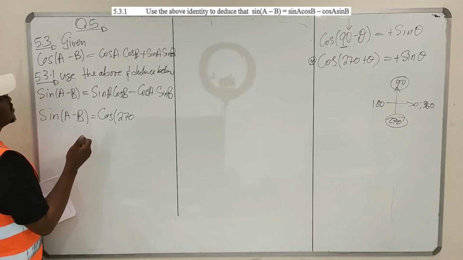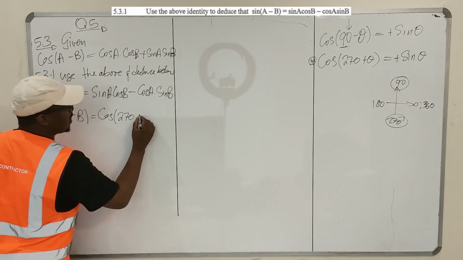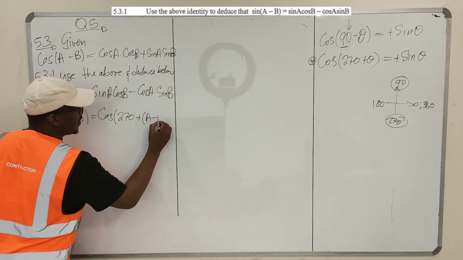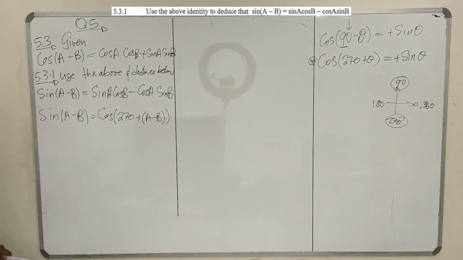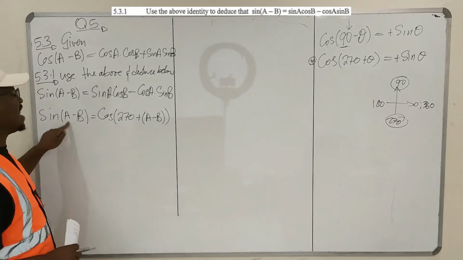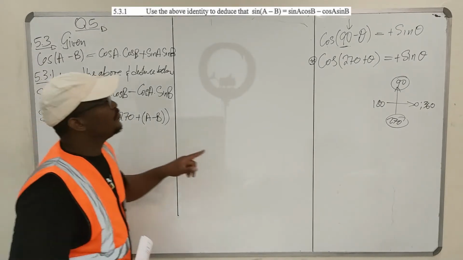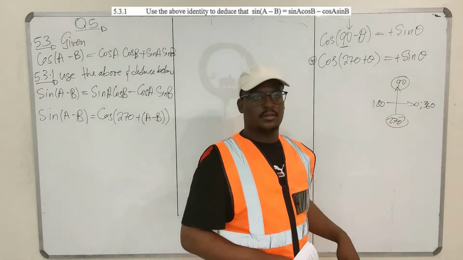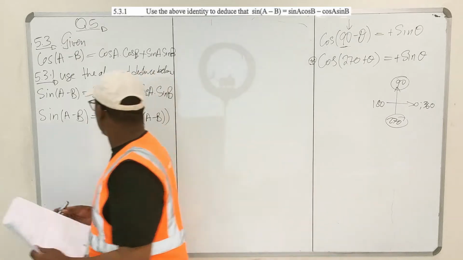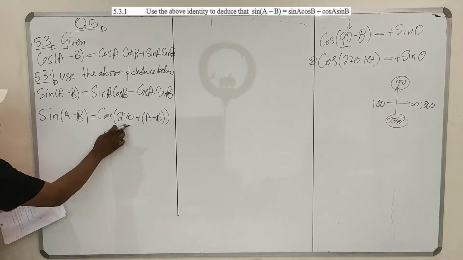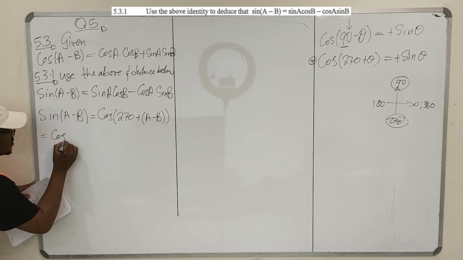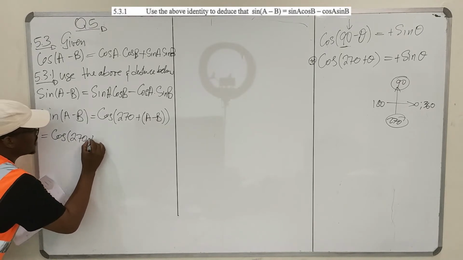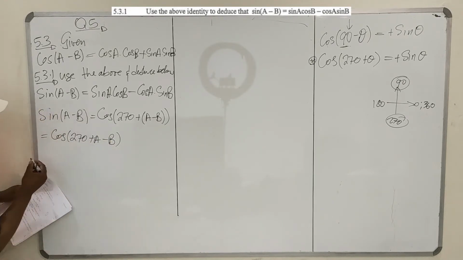Cos 270 plus A minus B, right? It looks more like this. Because what we just did here, we reversed this and asked ourselves, where is this thing coming from? If you have sine theta, it can be equal to this or it can be equal to that. I'll tell you why I took this one. So we can simplify this and say it's equal to cos 270 plus A minus B.